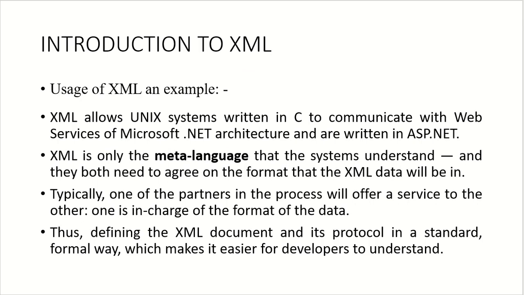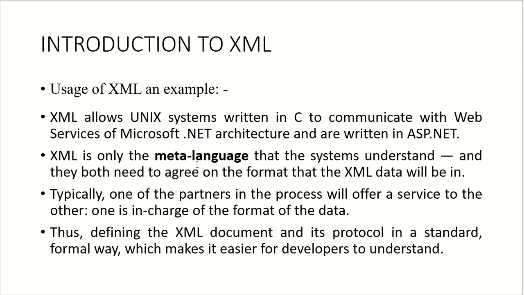So usage can be that we have already. Now I'm going to repeat the things. The usage of XML example can be Unix system written in C can communicate with the web service of Microsoft .NET architecture and are written in ASP.NET. So operating system written in C can communicate with an operating system or a web service written in ASP.NET with the help of XML.